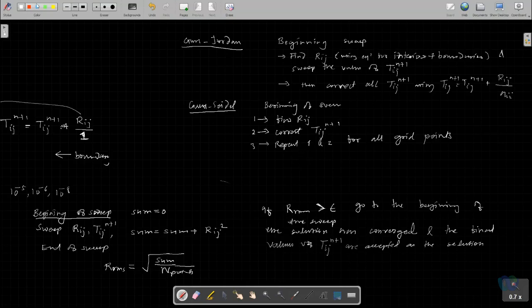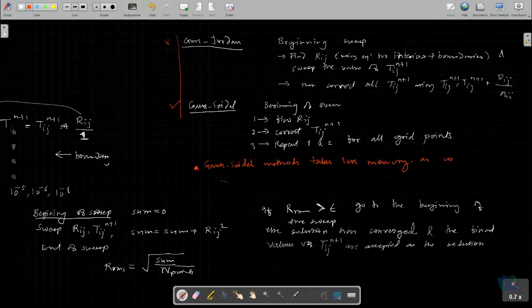And we know from our exam question also, the Gauss-Seidel method is faster compared to the Gauss-Jordan method. What you may not know is one important note: the Gauss-Seidel method takes less memory. Why? Why does it take less memory? Can anybody explain?